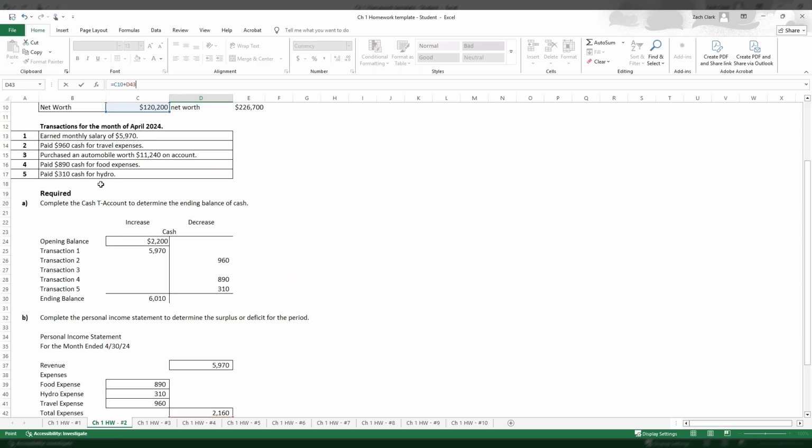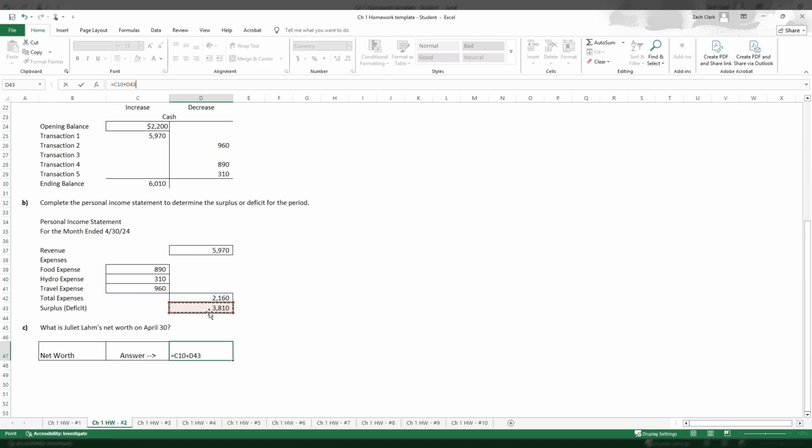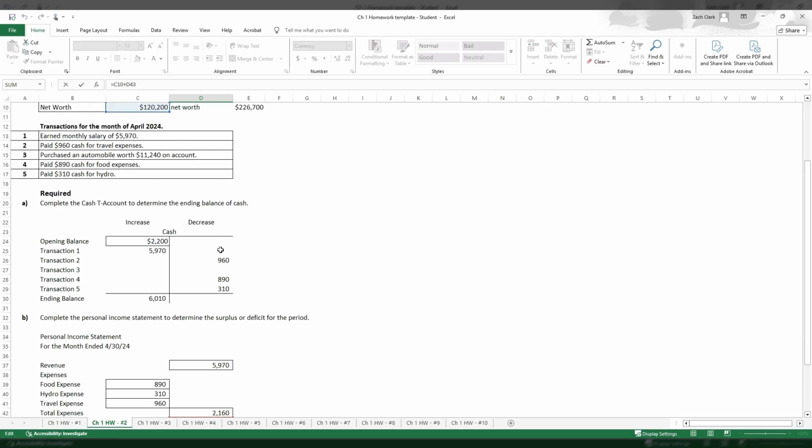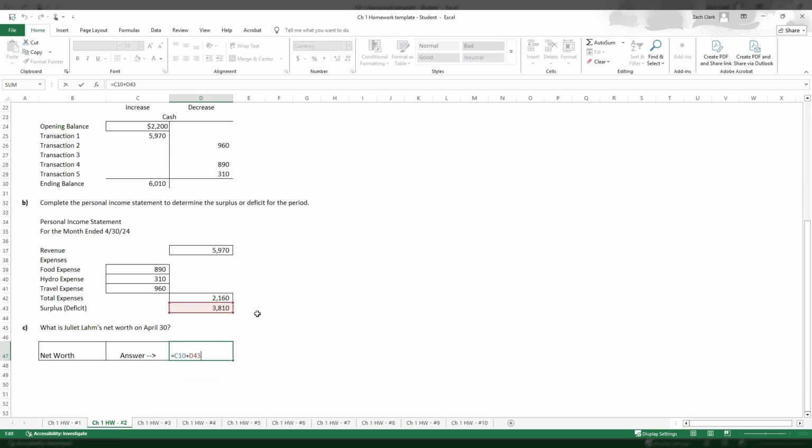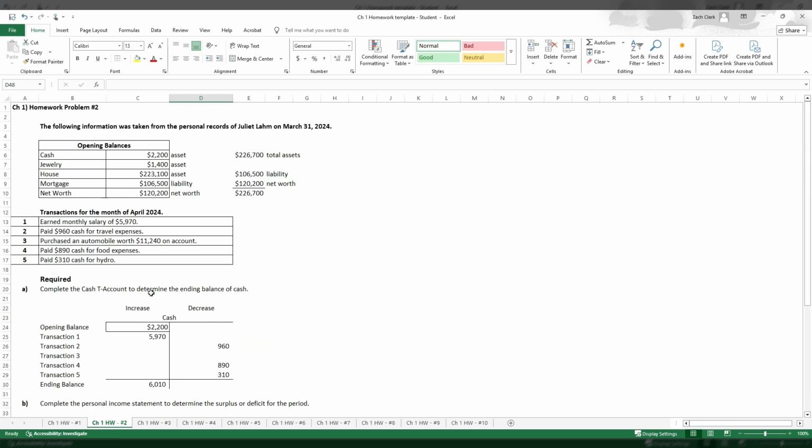So again, it was our beginning balance or opening balance of net worth plus our surplus. It would be subtracting if it was a deficit, but it's adding to our net worth. And so our net worth now is $124,010. Again, that was our opening balance of net worth plus our surplus for the month. Okay. And that brings us to the end of problem number 2.